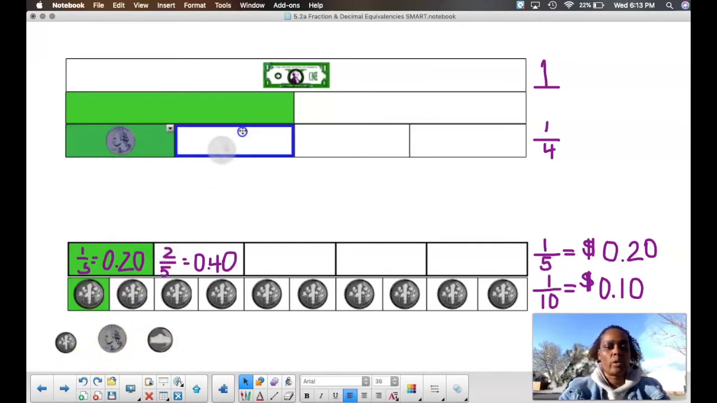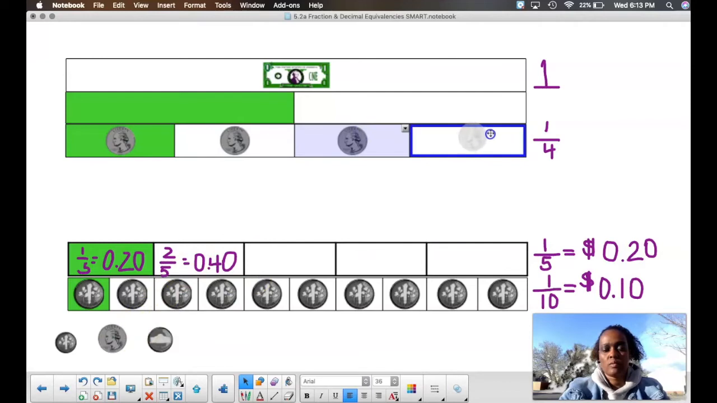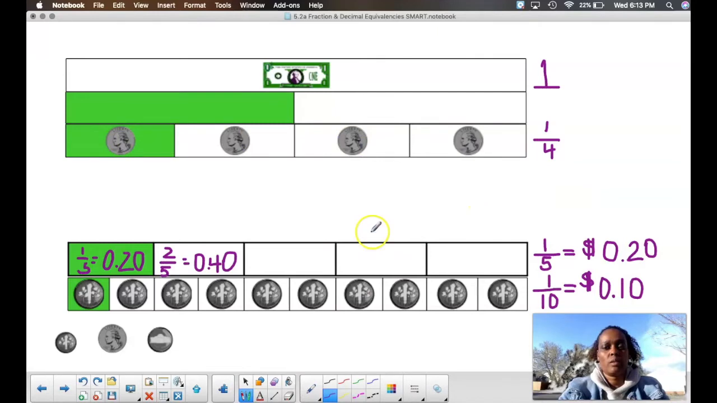If we put a quarter into each of these sections, and I know you know a lot about skip counting, so skip count with me. 25, 50, 75, $1. But one of these 4 quarters is equivalent to how much money? Take a second to think about that. It's 25 cents, right?